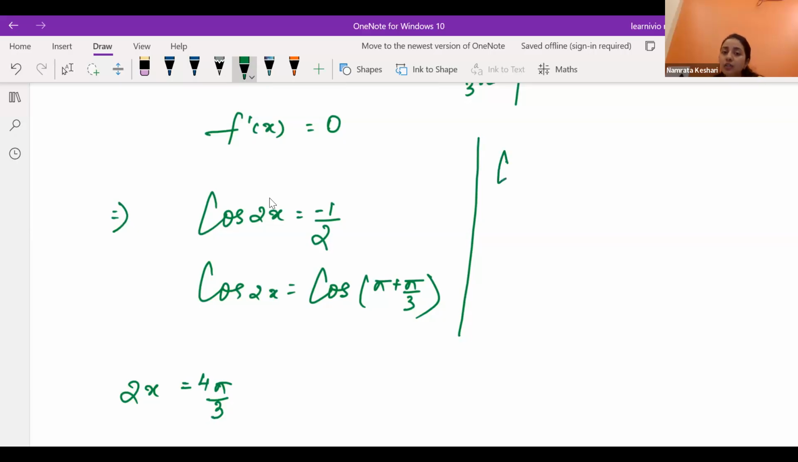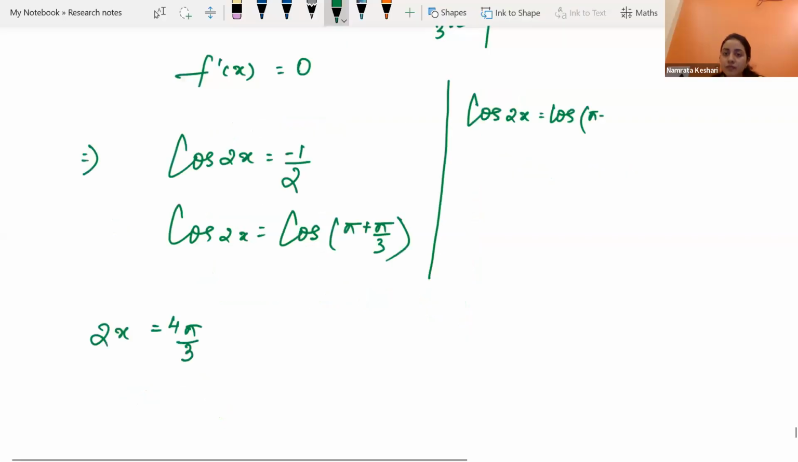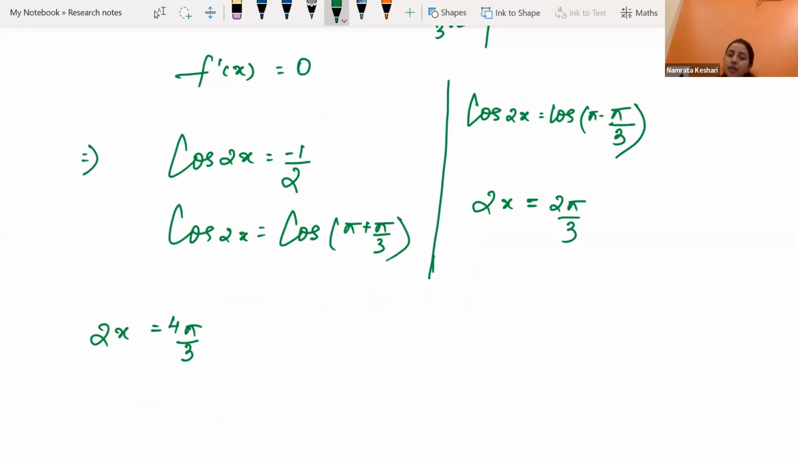And the other scenario, now only you said to me that it will be pi minus pi by 3 also. That means cos 2x is equal to cos of pi minus pi by 3, right, Fatima? Yes. Okay, so 2x is equal to what? 2 pi by 3. So from the first scenario we are getting x equals 2 pi by 3, 2 just cancelling out. And from the other scenario we are getting x equals pi by 3, right, Fatima? Yes, ma'am.